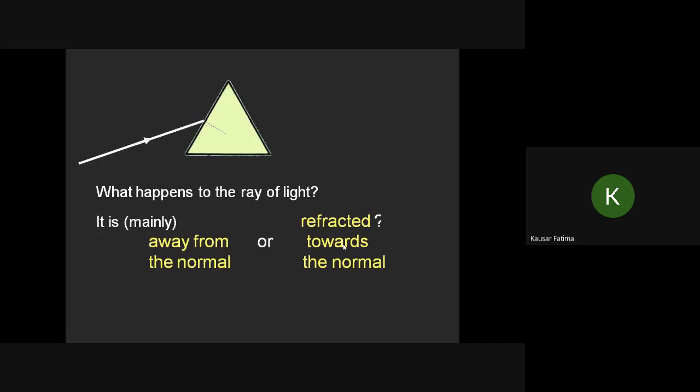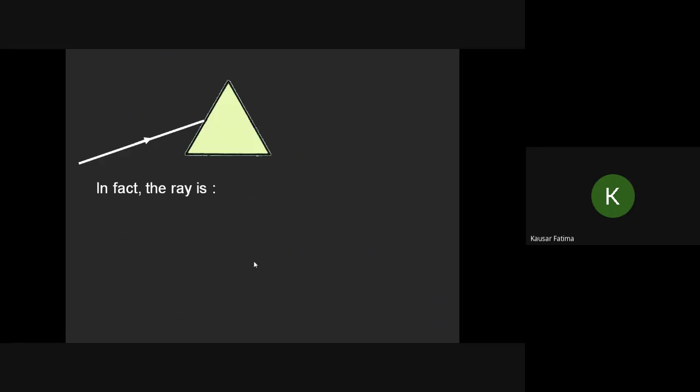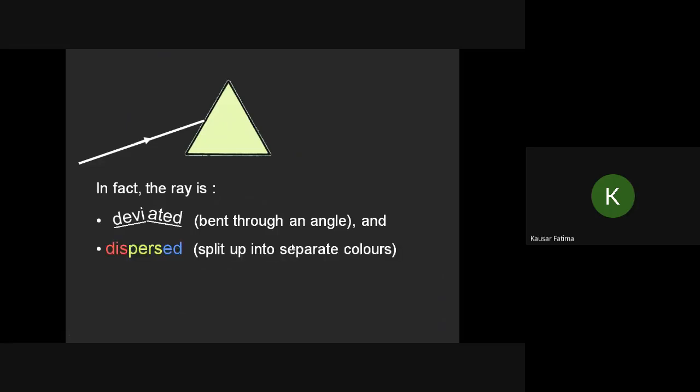Okay, and what will happen to it? How it will enter? Will it continue moving in a straight line like this, or it will bend towards or away from the normal? It will bend towards the normal. See, this is the normal line. Dotted line shows normal. The ray is bending towards the normal, and different colors will deviate in different direction.